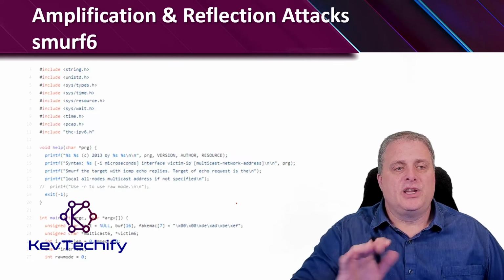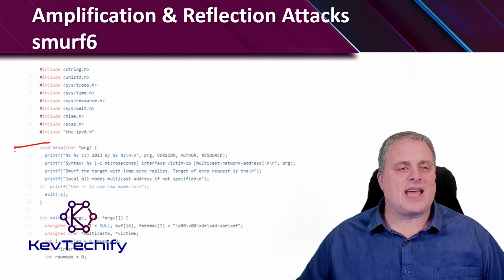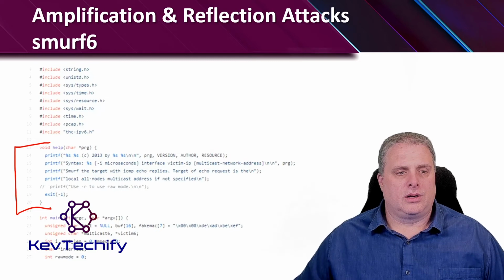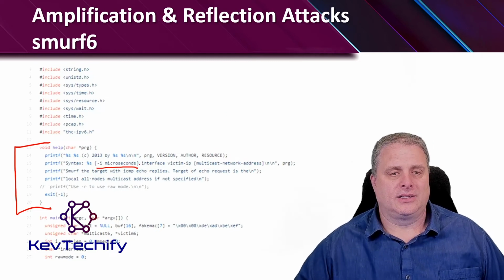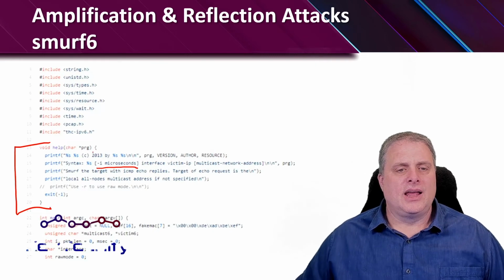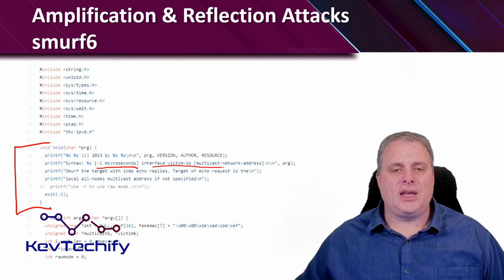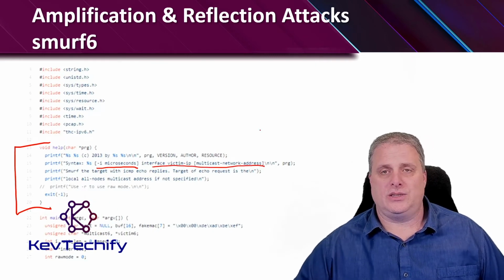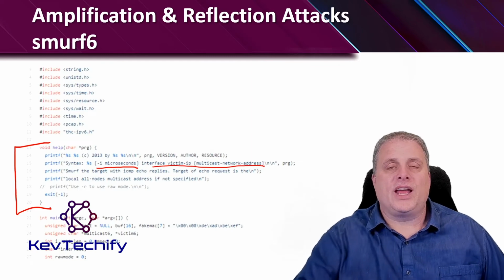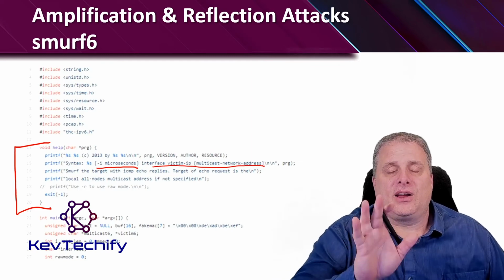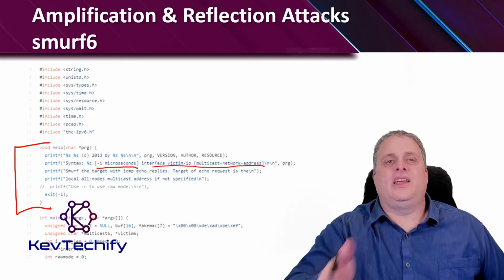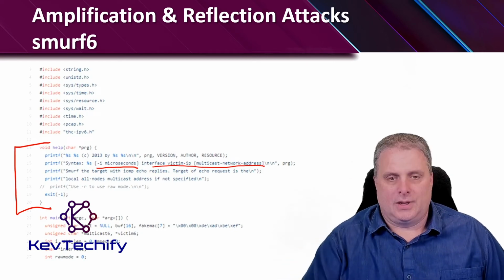And using Python, you can even see here inside of the code microseconds modified with the I, and then the interface, victim IP, the multicast network address. We can actually see live Python code being used in a variety of network attacks now.